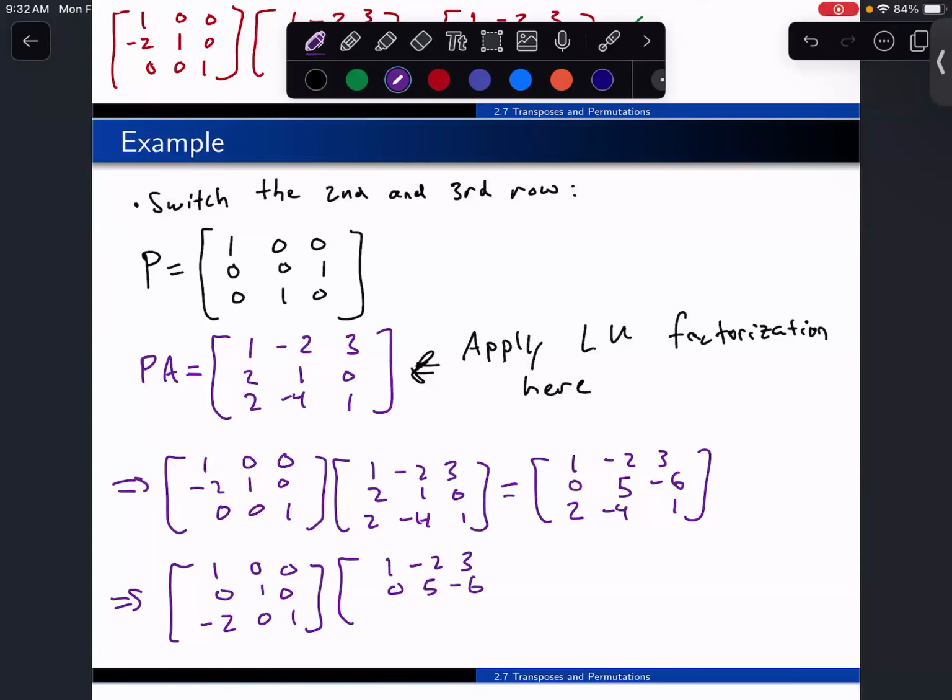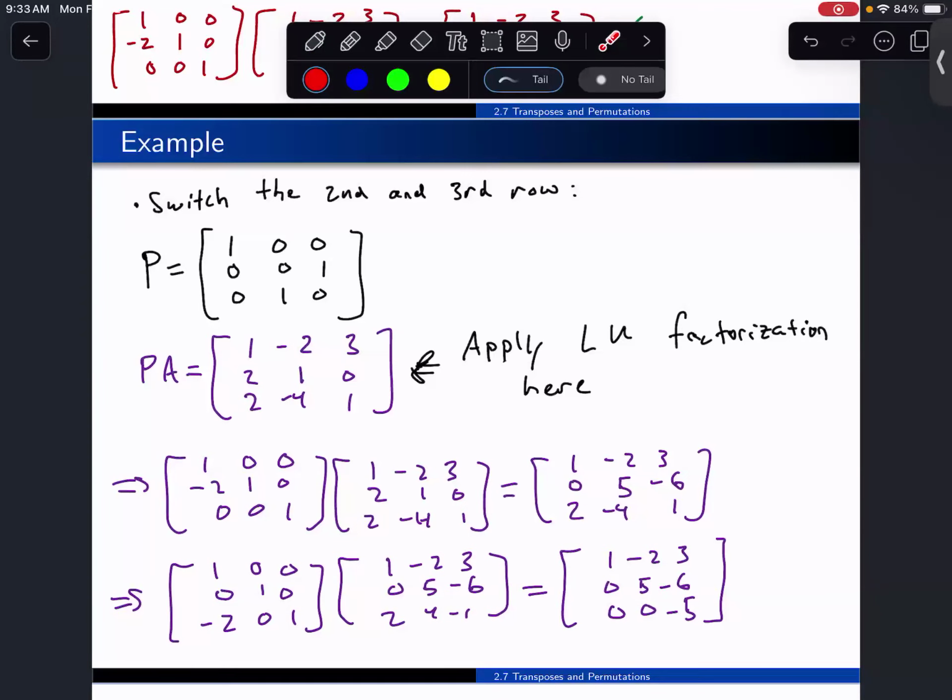So this is 0, 5 minus 6. Oh, and then yeah, we're just doing the multiplication. So if you multiply these things, it'll be 1 minus 2, 3, 0, 5 minus 6. First two rows stay the same. And then you end up getting 0, 0, and then 5. Or minus 5.